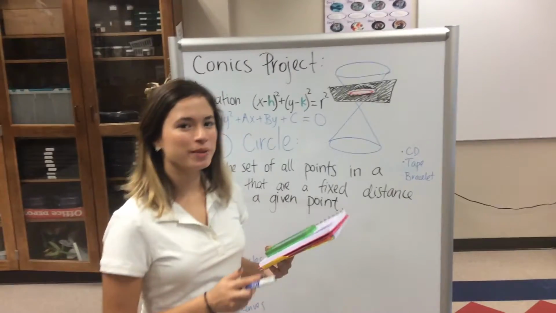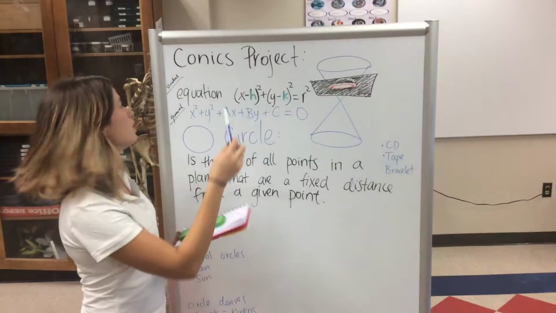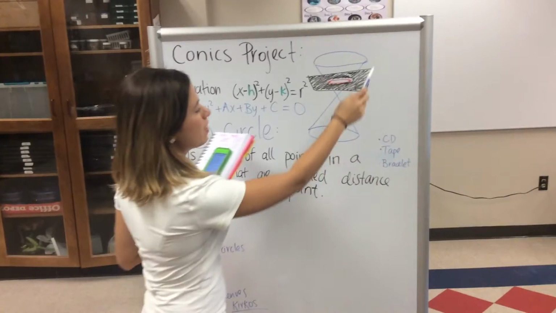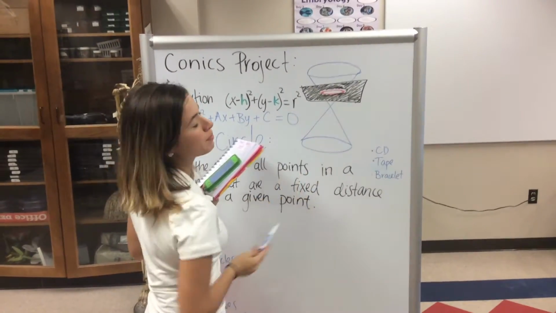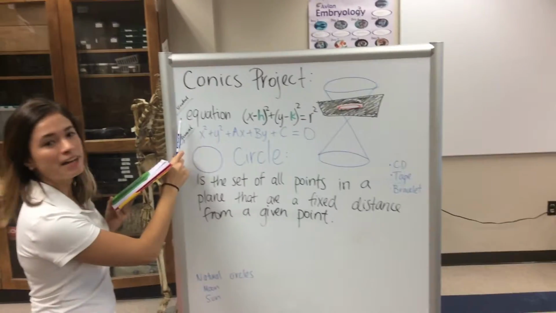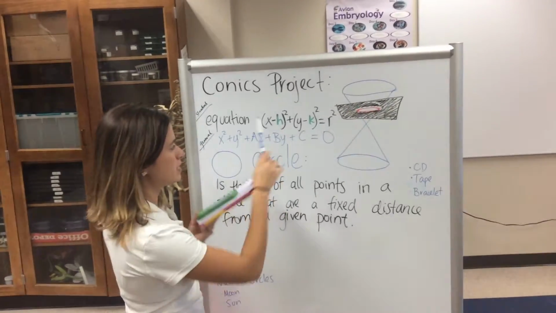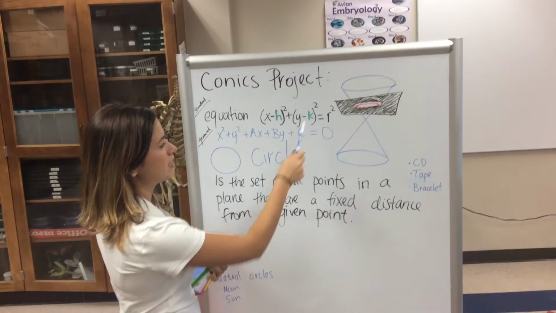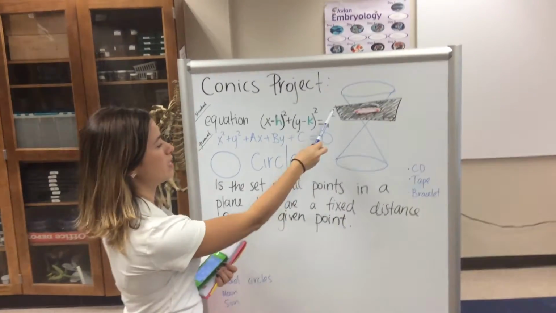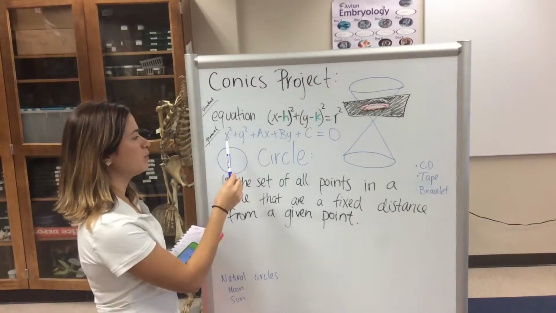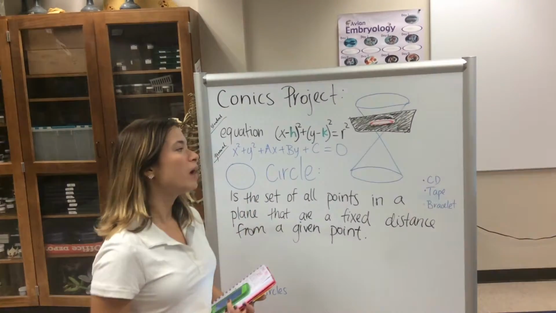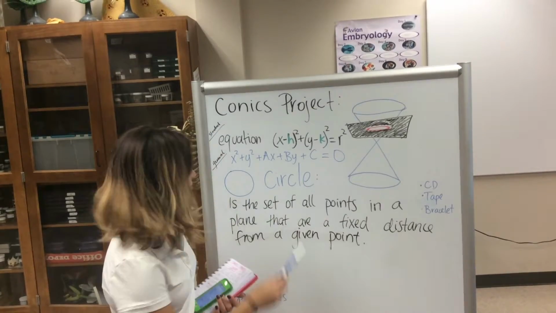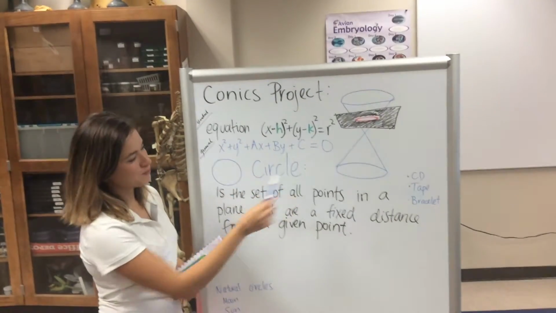My name's Maylai and I'm going to be explaining the Conics project for a circle. So here we have two cones and a plane, and inside we would get the shape of a circle. Our standard equation would be (x minus h) squared plus (y minus k) squared equals radius squared. And our general form would be x squared plus y squared plus ax plus by plus c equals 0. And this would be our circle shape.